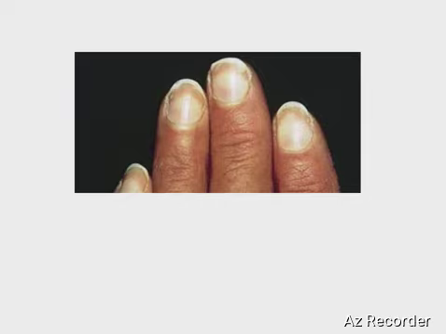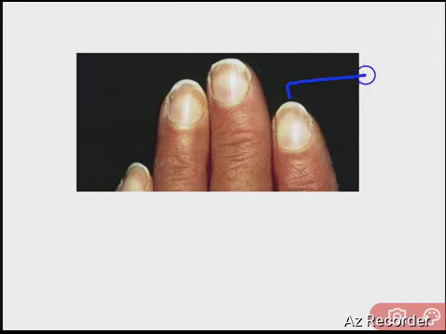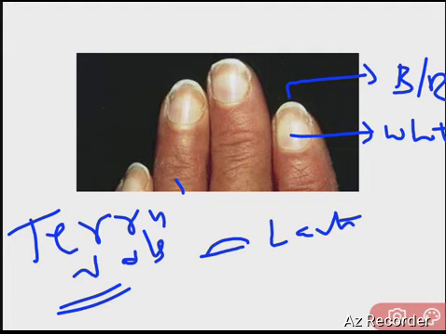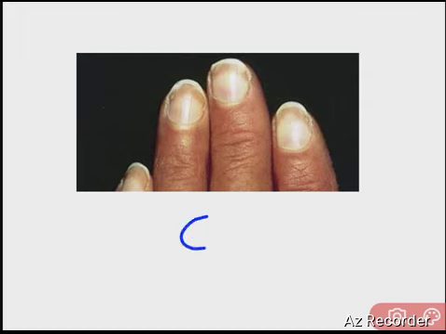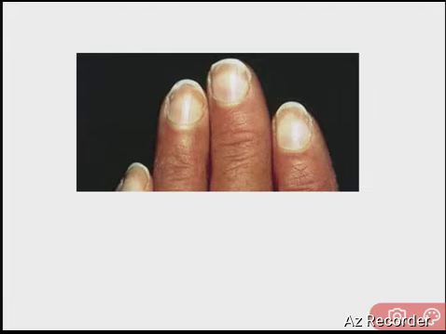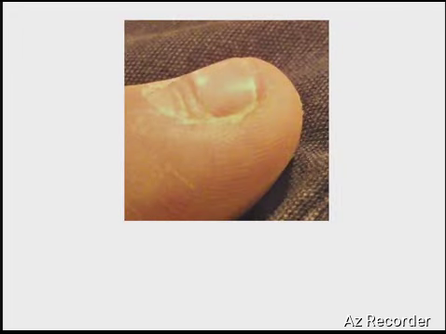Coming to changes in appearance and color of the nail. Here we see the distal part is brown or red and the proximal part is white, and there is no crescentic lanula. This is called Terry's nail. It is seen in liver cirrhosis and chronic renal failure. Simply remember, Terry's nail is seen in chronic renal failure and liver cirrhosis.